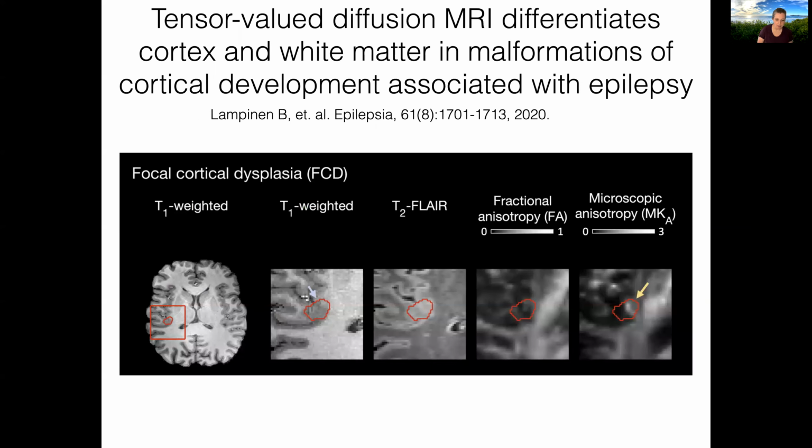This is a beautiful study from Marcus Nielsen's group where they looked at epilepsy patients and a number of different types of lesions. This is an example of a focal cortical dysplasia, which is a neurodevelopmental abnormality. And you can see that their microscopic anisotropy map picks up a hyperintensity that isn't seen on the FA map. And it's a really nice indication of the ability to pick up some of that more subtle microstructure.